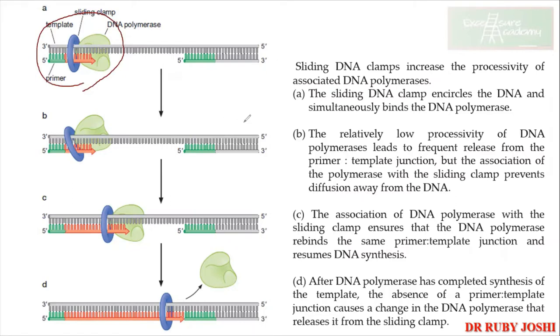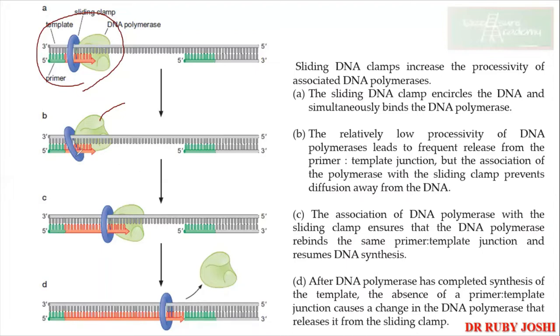Now, the relatively low processivity of the DNA polymerase leads to frequent release from the primer template junction. Agar yahan pe nahi hai, so what will happen? The chances are that the DNA polymerase might fall off from the template. But since yahan pe clamp hai, aur is clamp ne DNA polymerase ko bhi pakad rakha hai, so it will keep engaging the DNA polymerase along with the DNA. It will prevent its diffusion away from the DNA.